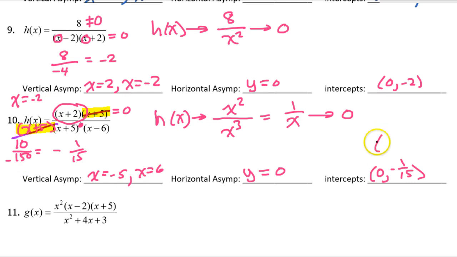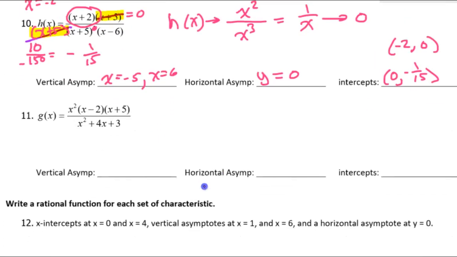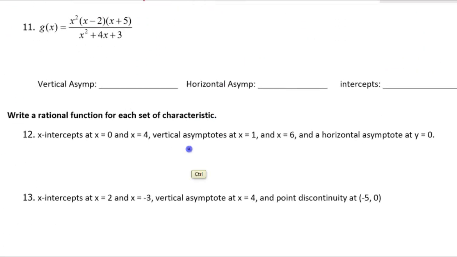So which makes the x-intercept be negative 2, 0. Okay, problem number 11. I feel like this denominator will factor. So if it can, we need to do that. So x plus 1, x plus 3. Okay, so nothing cancels out, so that's something to watch out for.